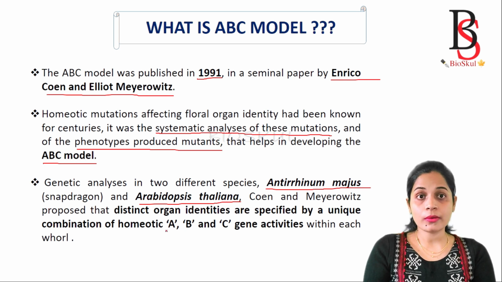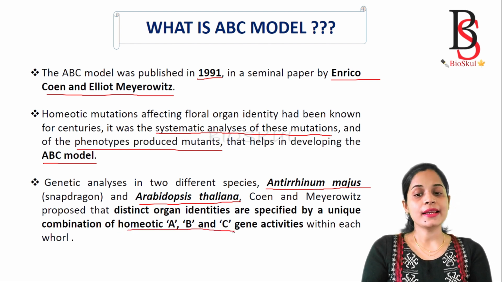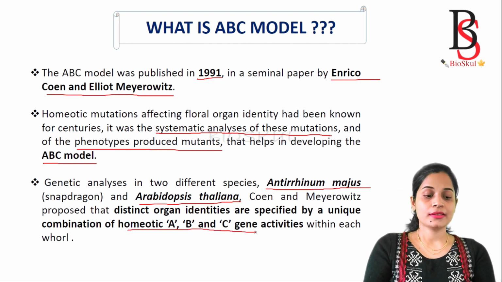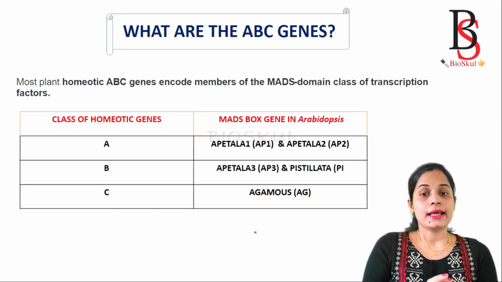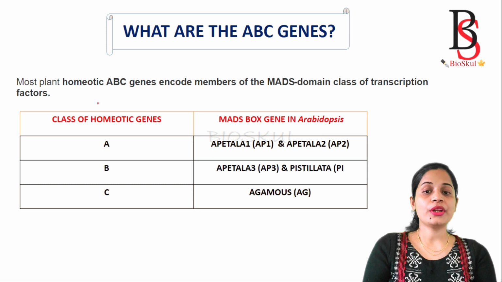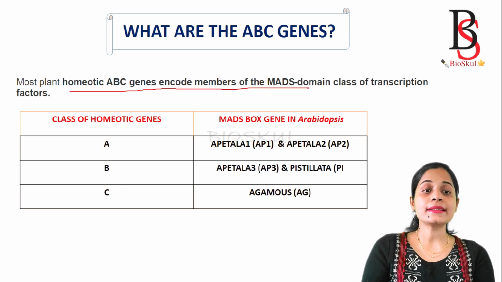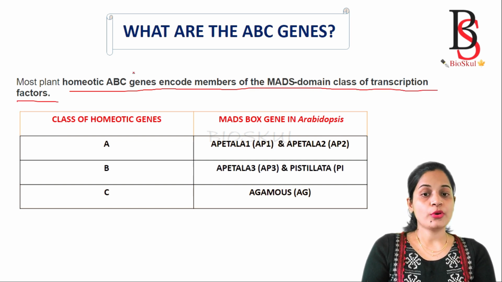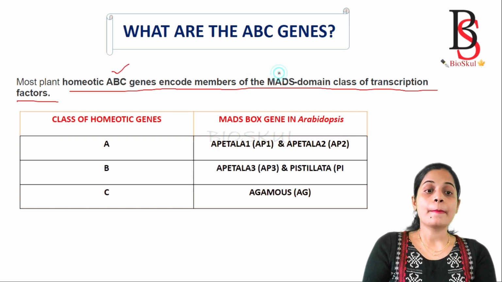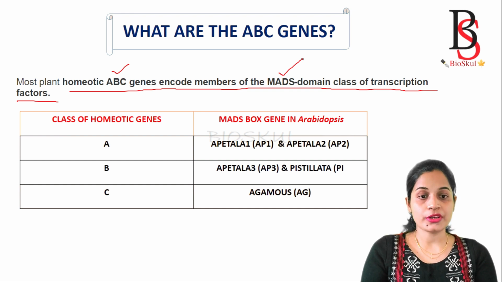What are those homeotic genes? Those homeotic genes are named as A, B, C genes. Okay. Now we will see what are the ABC genes. Most plant homeotic ABC genes encode members of the MADS domain class of transcription factors. Okay, so homeotic genes encode which class of transcription factor? That is the MADS domain class of transcription factor. This point is also important.